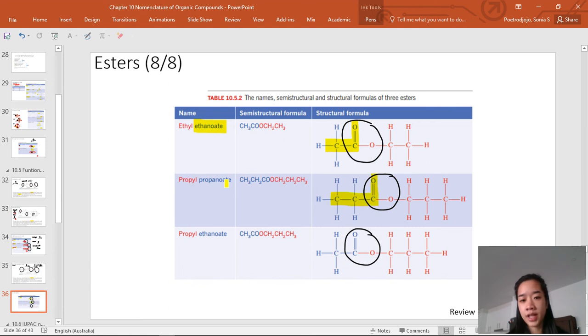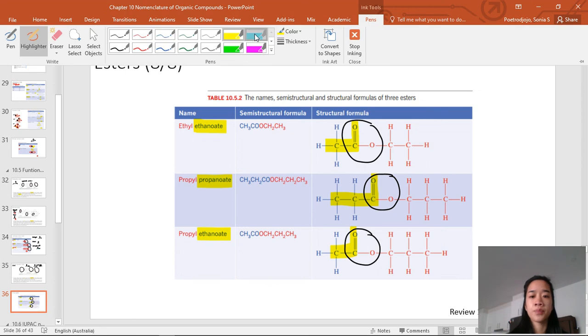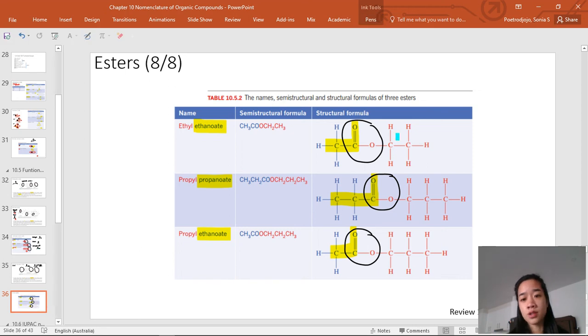So again, there are 3 carbons here, so it's propanoate. 2 carbons here, ethanoate, and where it's not double bonded to an oxygen, we put it out the start. So it's ethyl, propyl, propyl. So hopefully you can see why it's ethyl ethanoate, propyl propanoate, and propyl ethanoate.